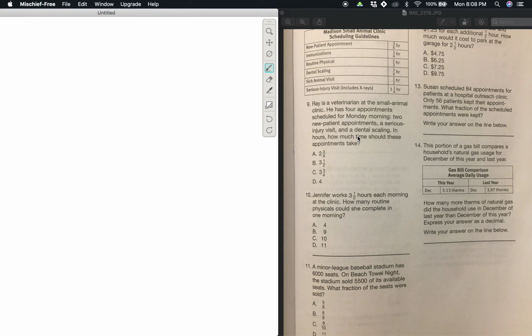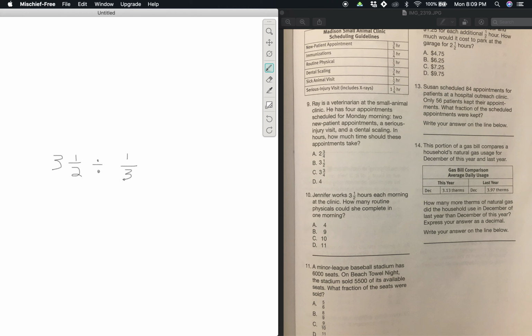So what we need to do is put down 3.5 hours. Then we need to divide it by the time that it takes, which is a routine physical, 1/3 of an hour. Let's see, routine physicals. Okay, yeah, 1/3 of an hour.